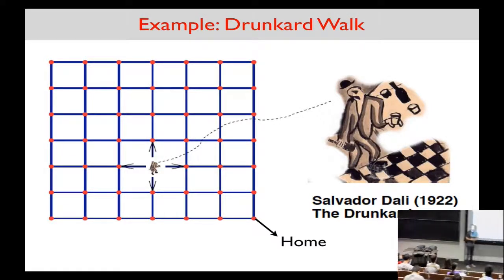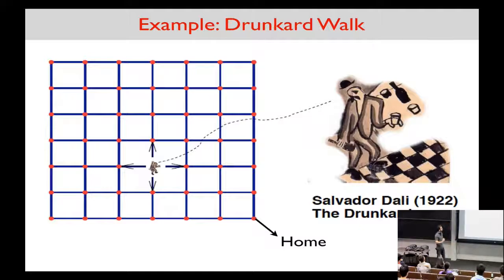The blue lines are roads. The red dots are intersections. So I come out of the bar. The bar is at that intersection. I want to go home, which is here. The thing is, I'm super drunk. So at every intersection, I completely choose a random direction to go. There's a 1/4 chance I go north, 1/4 chance I go east, 1/4 chance I go west, and 1/4 chance I go south.